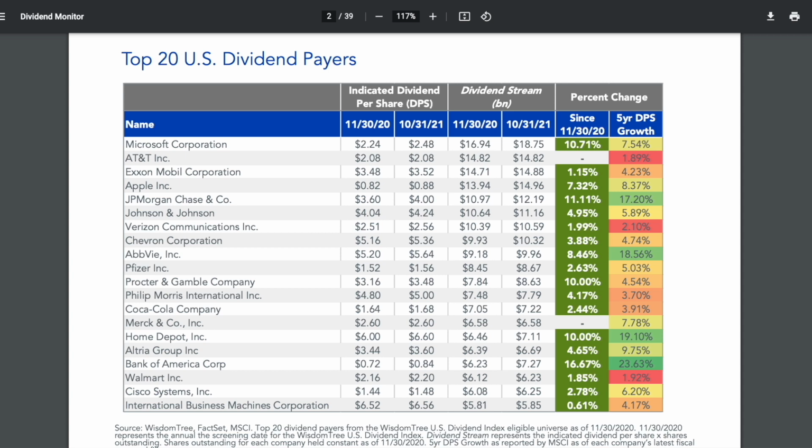Before we take a look at the top holdings of DTD, let's actually take a look at the top 20 companies that pay out the most in dividends to their shareholders. Again, this isn't the companies that have the highest dividend yields, but the companies that pay the most in total dollar value of dividends. We have very established blue chip companies like Microsoft, AT&T, ExxonMobil, Apple, JP Morgan Chase, AbbVie, Pfizer, Home Depot, Coca-Cola. They all lead the charge.